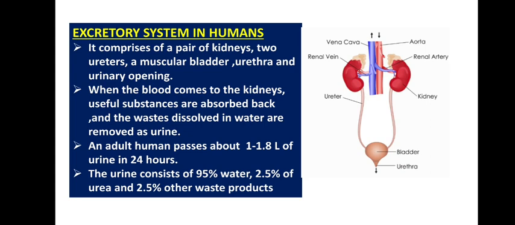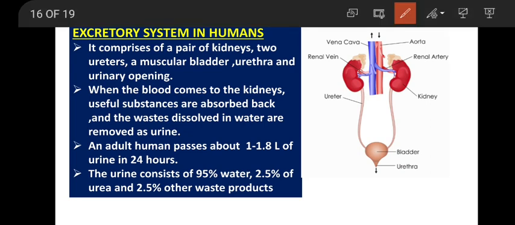In this diagram you can see this system, which is called the excretory system. This excretory system is also called the renal system or urinary system. Excretory system, renal system and urinary system mean the same. This is an organ system just like the digestive system, respiratory system and circulatory system. Similarly, we have this system for the process of removal of urine from our body.